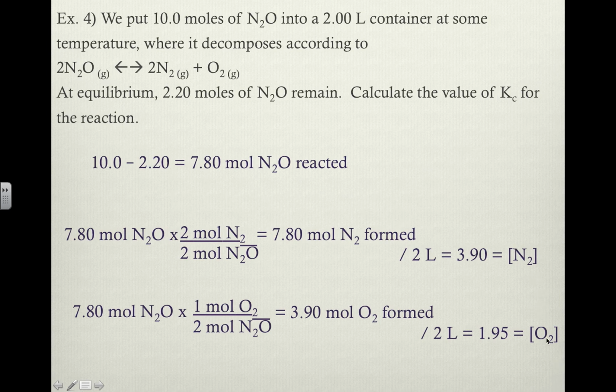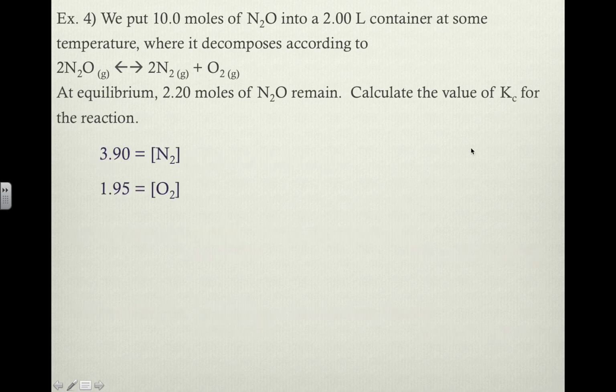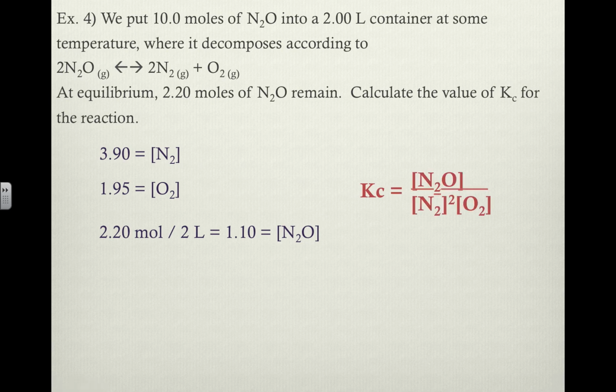So I know the concentrations of my products. And I know how many moles of N2O remained, which we can turn into a concentration by dividing by 2 liters. Okay, so now we have all our concentrations. So we can write our Kc expression.